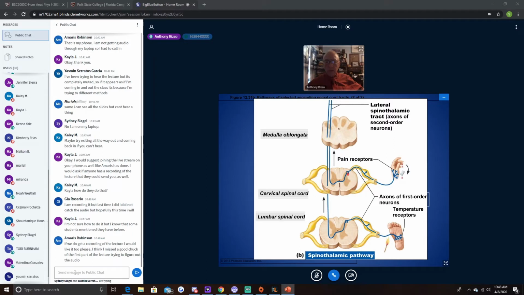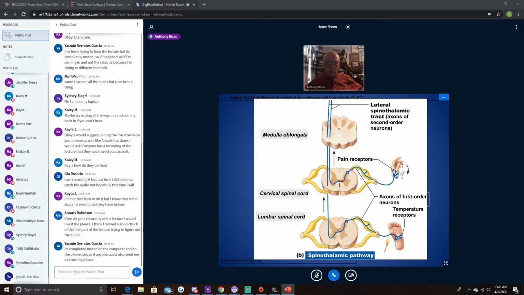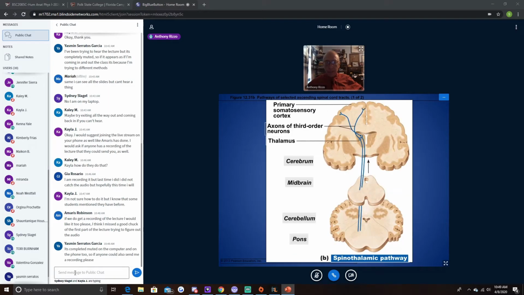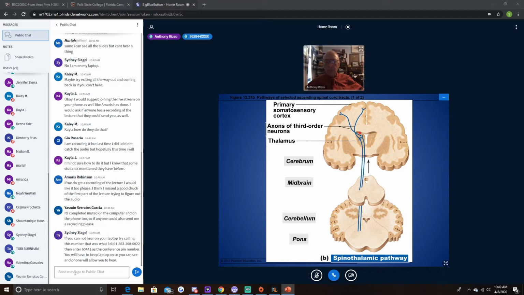There is a synapse, and then the second order neuron decussates right there in the cord. The crossing over is in the cord instead of in the medulla, and that second order neuron ascends again to the thalamus, where there's the synapse, and the third order neuron goes up to the primary somatosensory gyrus, which is the post-central gyrus.